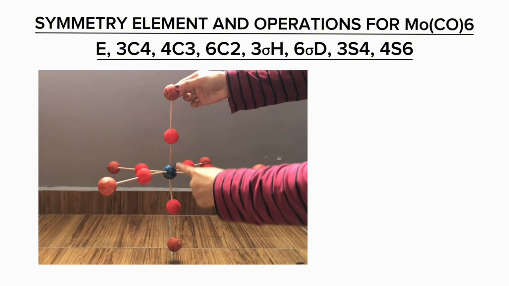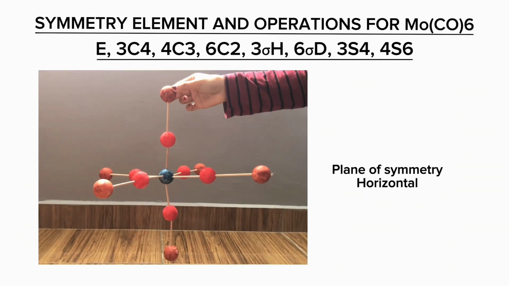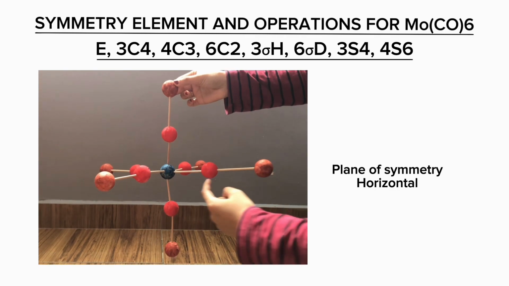The next symmetry element to identify is sigma horizontal. There are 3 sigma h perpendicular to the 3 C4 axes.